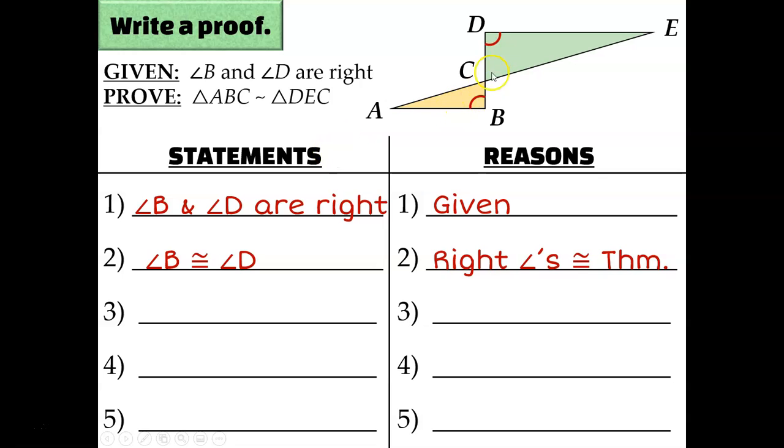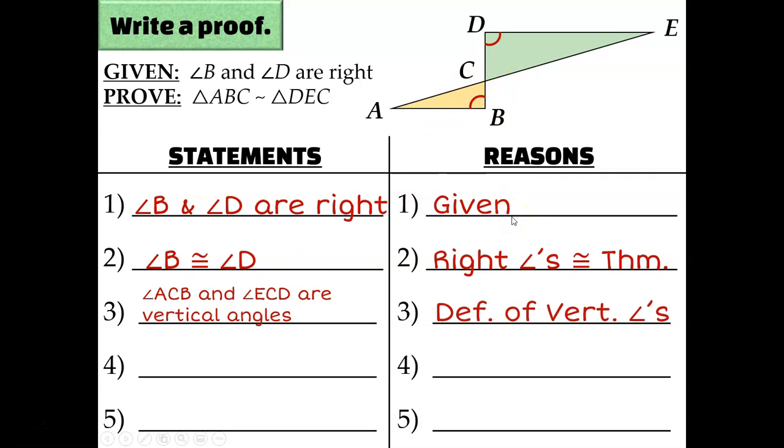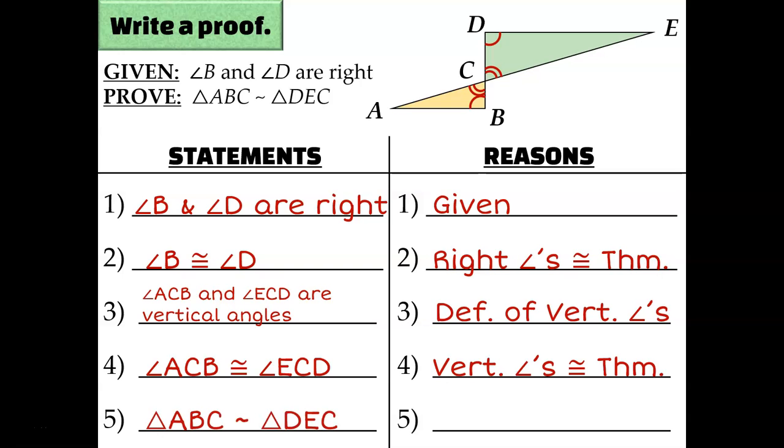So that's one of the two pairs of angles that I need in order to prove that these two triangles are similar. Do you see any other congruent angles in this diagram? Well, yeah, we have vertical angles. Angle ACB and angle ECD are vertical angles by definition of vertical angles, which means they must be congruent by the vertical angles congruence theorem. So since I have shown that these two triangles have two pairs of corresponding angles that are congruent, I can conclude that they are similar triangles by the angle-angle similarity theorem.